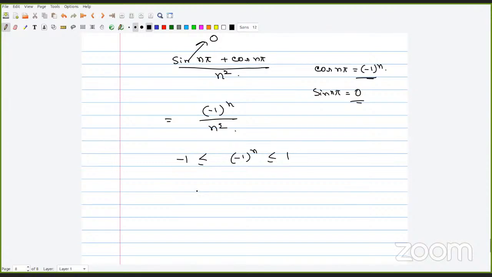Yes, and 1 by n square tends to 0 when n tends to infinity. So both the left hand side and the right hand side are going to 0, so by the sandwich theorem this will also be 0. Clear? Yes, sir, thank you.